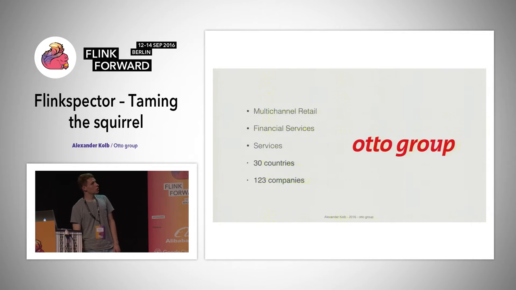Introduction. So the auto group is kind of a conglomeration of 132 companies in around 30 countries across the globe. The main part it does is multi-channel retail. Then there are also financial services that are backing this sector, and then transport and logistics and all the stuff. The auto group also has companies that they specifically own for that.